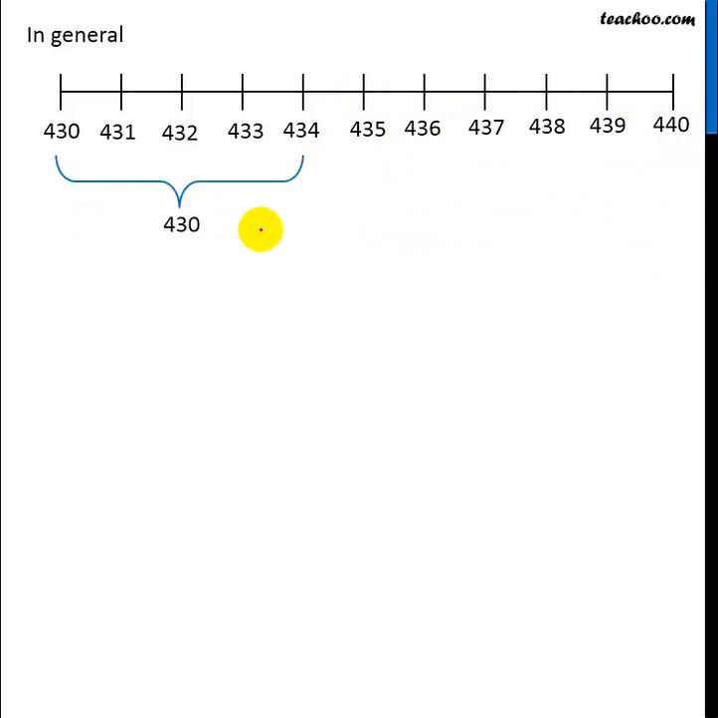Let's write it down. Now 430, 431, 32, 33, 34 will round off to 430. 36, 37, 38, 39, 40. These are closer to 440. So we round off to 440. And 435 is just in the middle. So by rule, we round off 435 to the greater number. So it is also rounded off to 440.